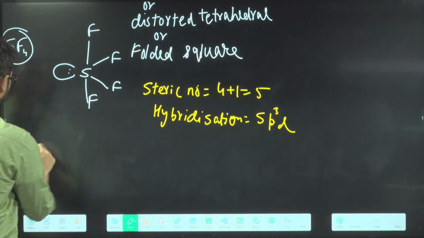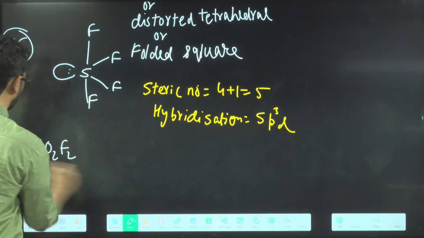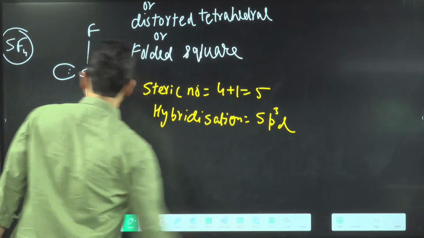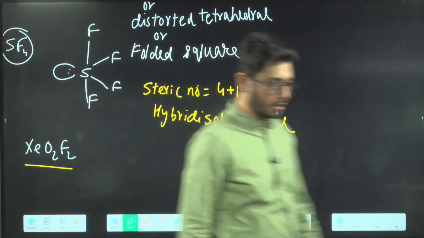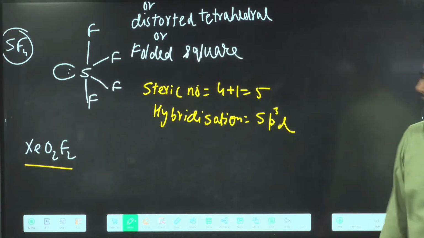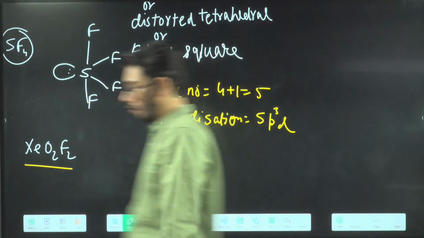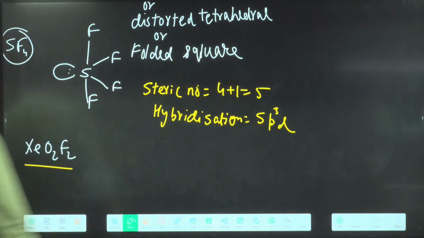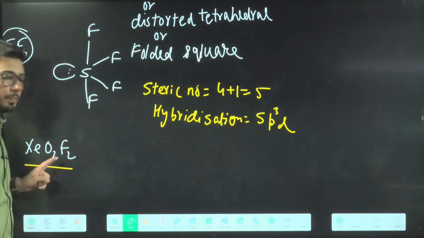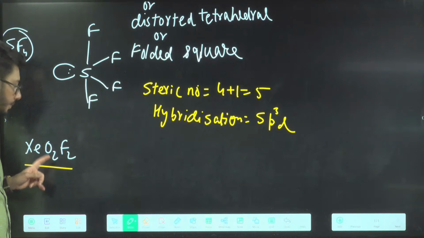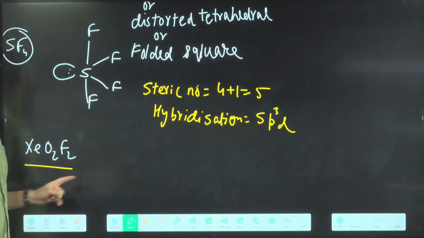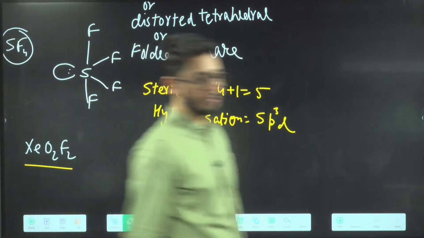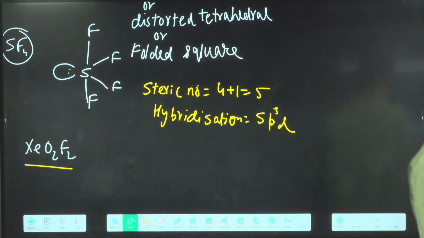Similarly, you can try the XeO2F2 type. Try the example of XeO2F2. Oxygen is neutral overall, with 2 double bonds with xenon. That means 4 electrons of xenon are used. Fluorine will be 2, so 4 plus 2, 6. And then 1 lone pair is left on xenon: AB4, oxygen 2, fluorine 2, and 1 lone pair, so AB4L type. So try to write the structure.